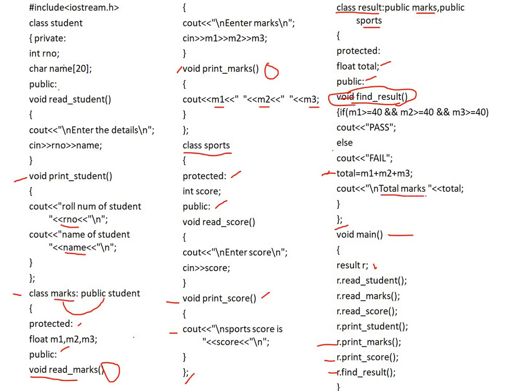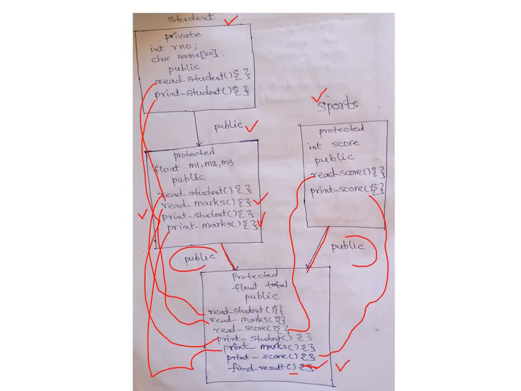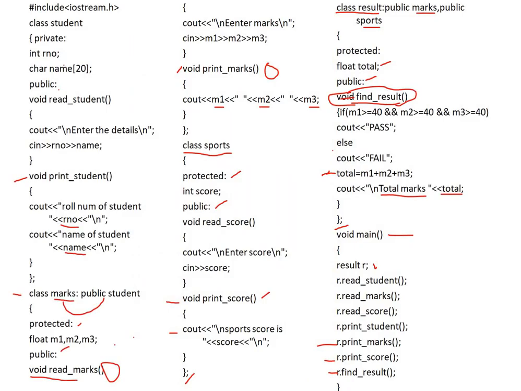The total marks string will be displayed on the output console. Next it is followed by the total value, that is what? Total marks is equal to 242. This is the output of the hybrid inheritance. Now after that what happens? Execution control goes to the main function. After that the program will be terminated successfully, right?